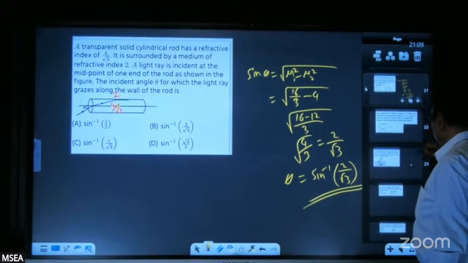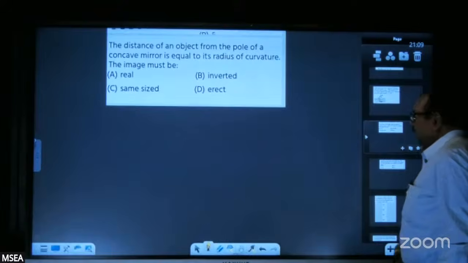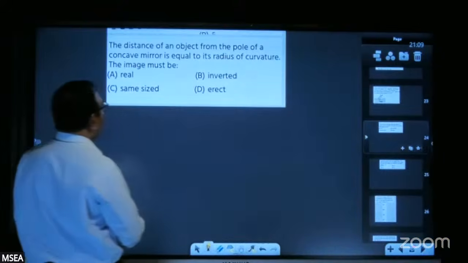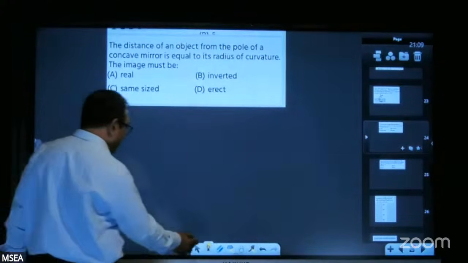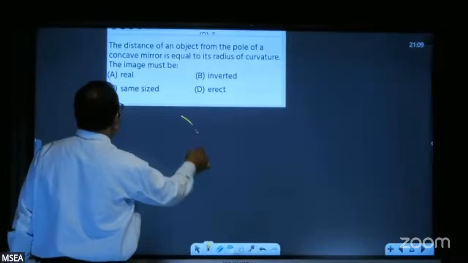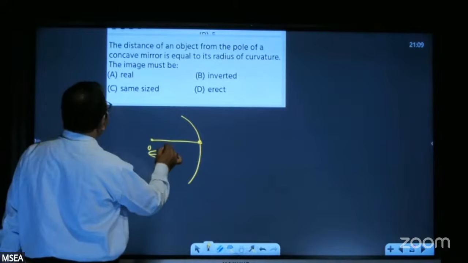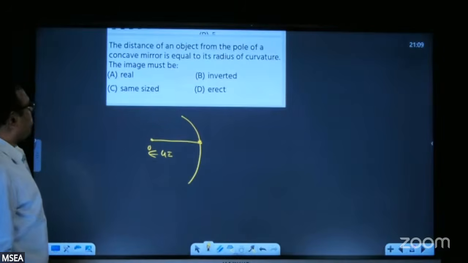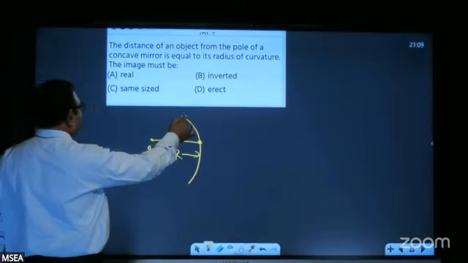Now the mirror. Let us come to this. The distance of an object from the pole of a concave mirror is equal to its radius of curvature. The image must be... that is the question. This is a concave mirror question. He's asking about the distance of the object from the pole, which is equal to the radius of curvature, given as r.